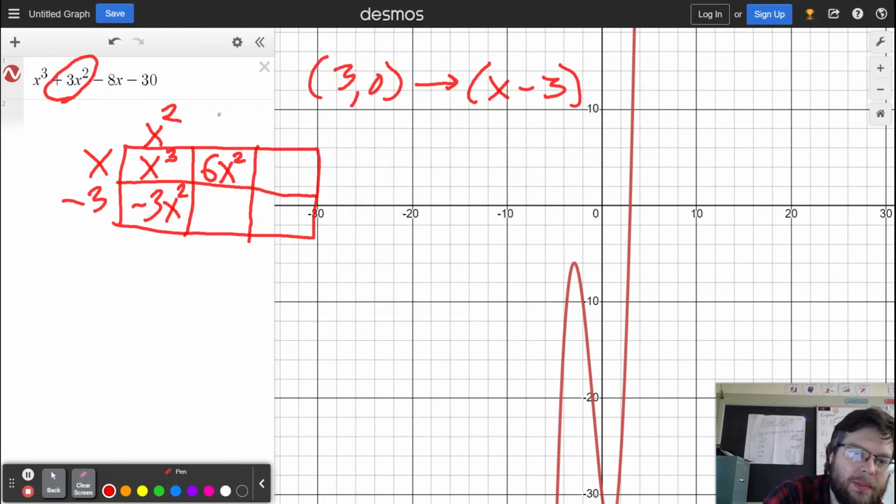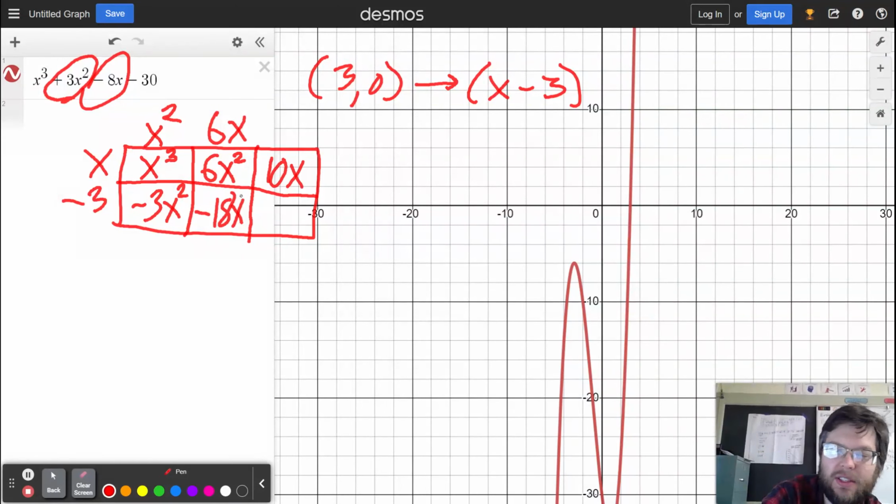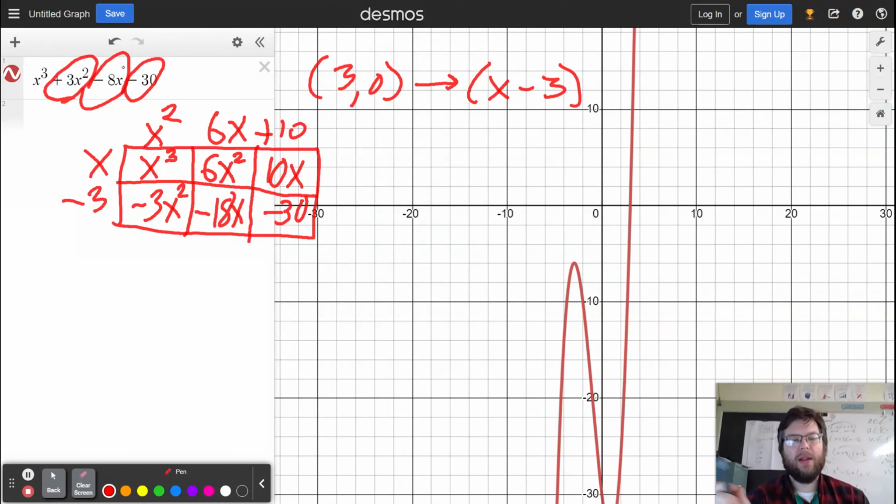6x squared divided by x makes 6x. Outsides multiply to make negative 18x. Insides add up, like terms add up. I have to get to negative 8x. So I do positive 10x because negative 18 plus 10 makes negative 8. 10x divided by x is 10. 10 times negative 3 is negative 30. That just double checks that I did it right.